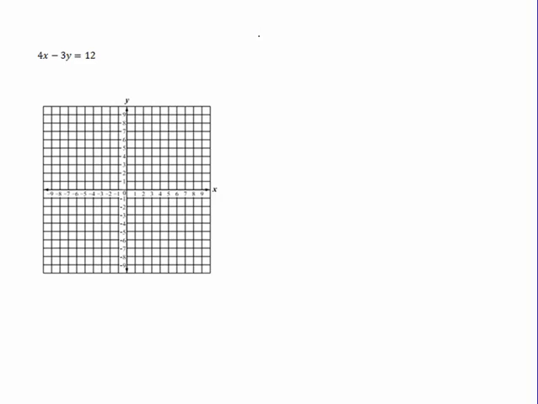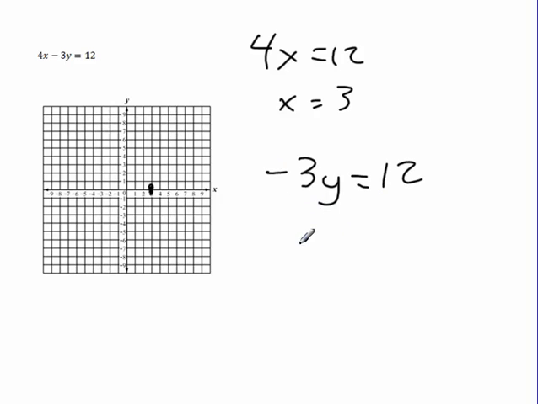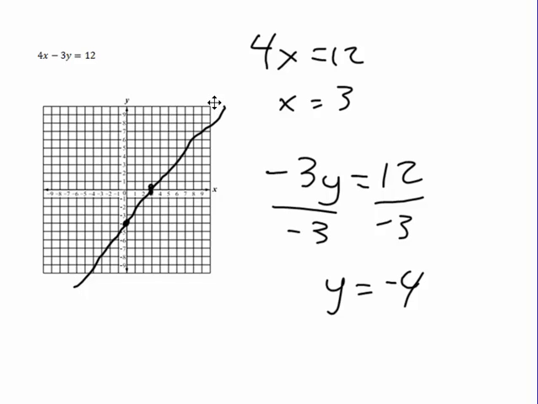So I want to find the x-intercept, plug a 0 in for y, so I'm just left with 4x equals 12, and I can see that x equals 3. So I just go over here to 3 and I plot my point. And then if I plug a 0 in for x, I get negative 3y equals 12. And this I can quickly see, dividing by negative 3, y is negative 4. I want to make sure I do that step so I can see that it's negative 4 over here. I have my 2 points, I can draw my line, and get my arrows in there.